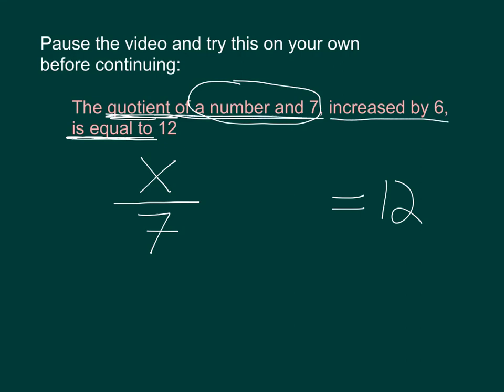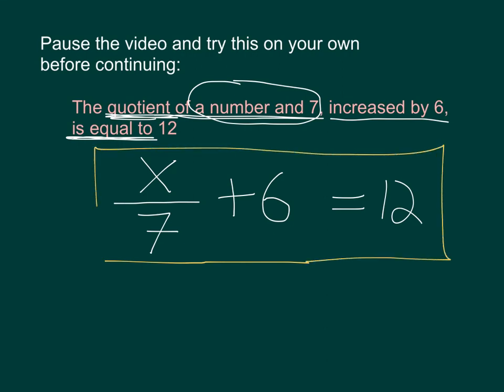Increased by 6. What does that mean? Increase means go up. So we're going to add 6. Is equal to 12. And look at that, we're already done. The quotient of a number and 7 increased by 6 is equal to 12. That is our equation. Hope this helps.